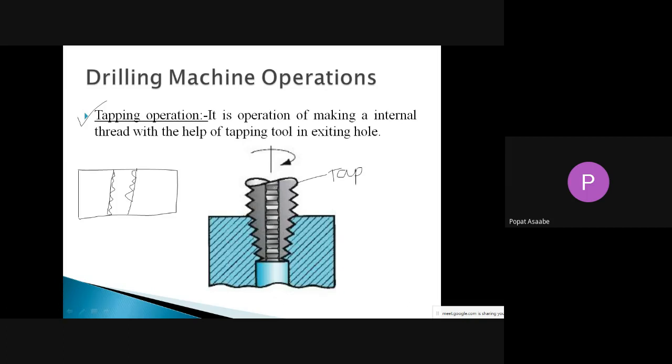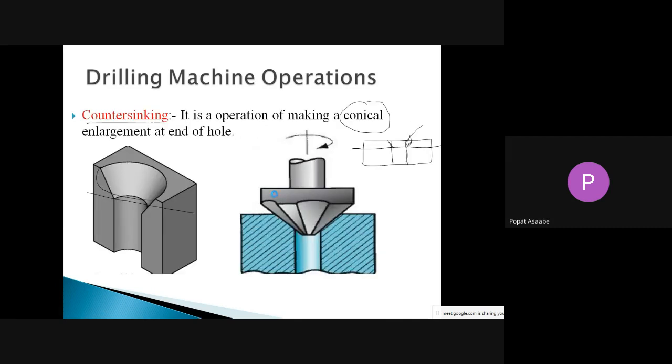With the help of the tap, we can produce the internal thread on this existing hole. This whole operation is called a tapping operation. Inside the workpiece we have already produced one hole, and inside that hole we have to produce the internal thread. We can do that with the help of this tapping tool. We hold the tapping tool in the spindle and rotate it along with the spindle, and feed the tap in this direction into the existing hole, so that it generates the internal thread on that existing hole. This process is called a tapping operation. All these operations we can carry out on the drilling machine.